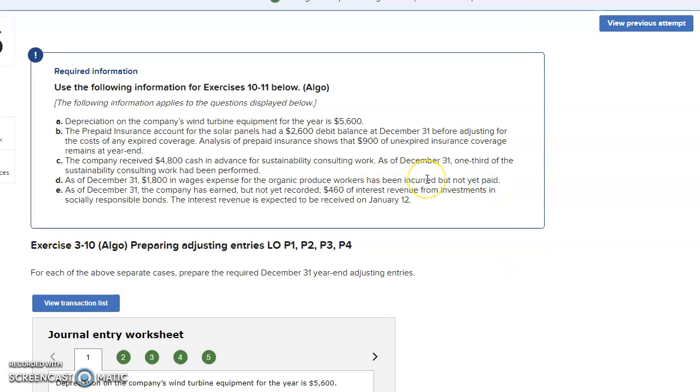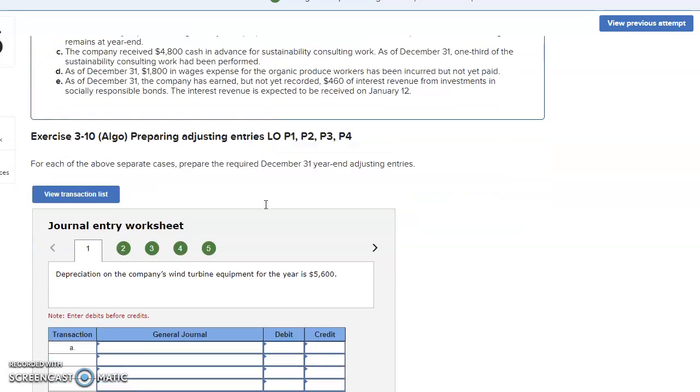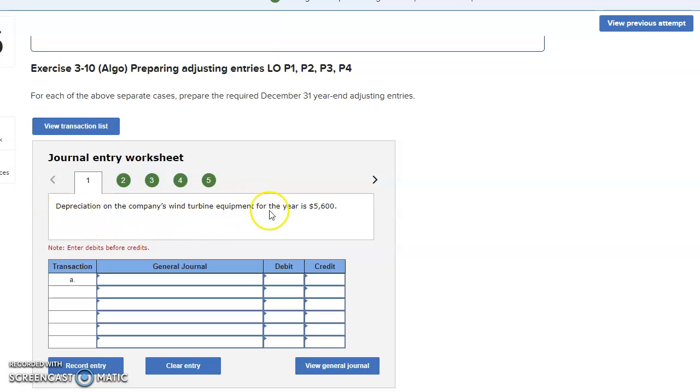This specific exercise is asking us to adjust entries for depreciation, insurance, revenue, wages, and interest. One of the things that I like is that right here all the exercises that we need to do the adjusting entries are going to be helping us on the sentence right here, so I don't have to be scrolling up and down. So we're going to start with the first one.